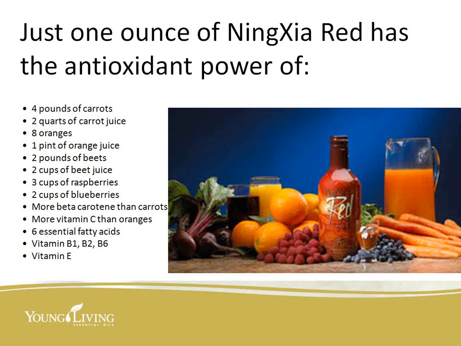Just 1 ounce of Ningxia Red has the antioxidant power of all of these things, folks. 4 pounds of carrots, 2 quarts of carrot juice, 8 oranges, 1 pint of orange juice, 2 pounds of beets, 2 cups of beet juice, 3 cups of raspberries, 2 cups of blueberries. It's got more beta-carotene in it than carrots and more vitamin C than oranges.